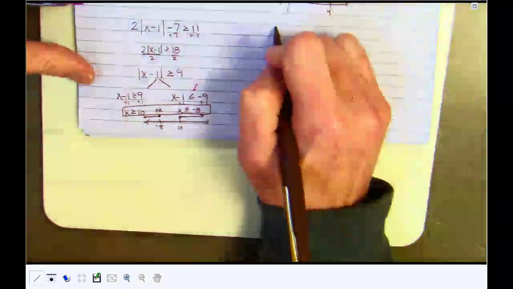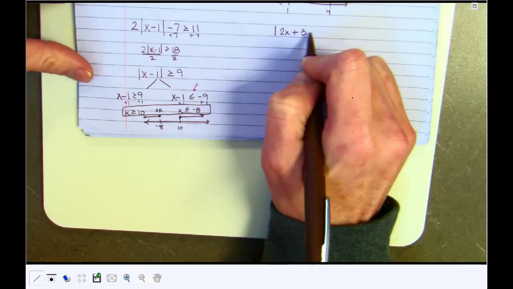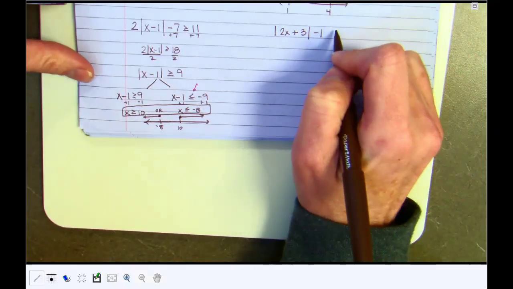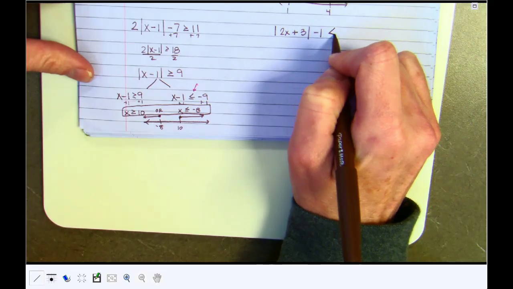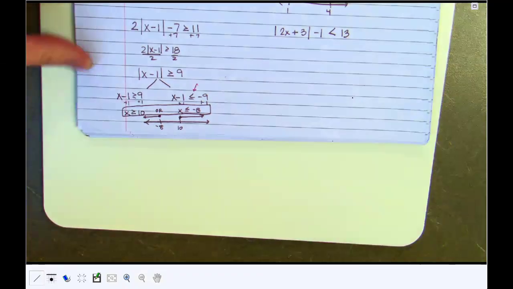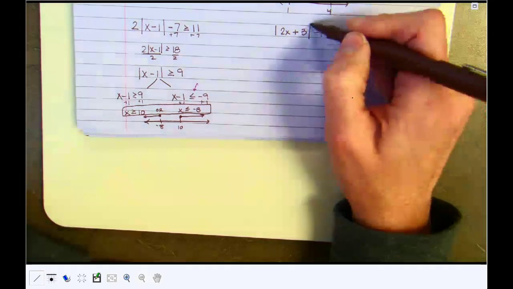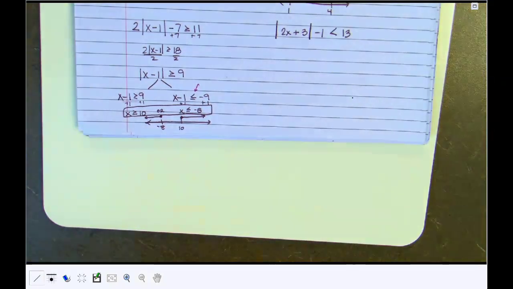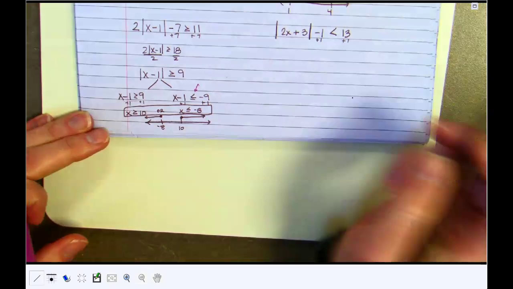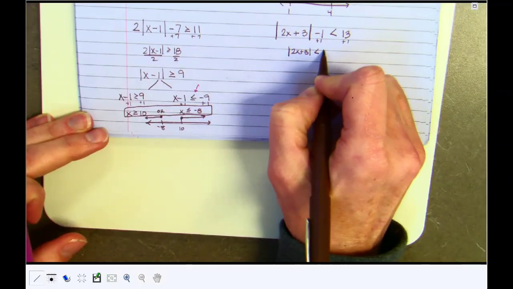Okay, let's try one more. Let's say we've got absolute value 2x plus 3 minus 1 is less than 13. I'll make this a little bigger so it doesn't look like an 11 or something weird. Okay, what's your first thing? Plus 1. Plus 1. So we have absolute value 2x plus 3 less than 14.